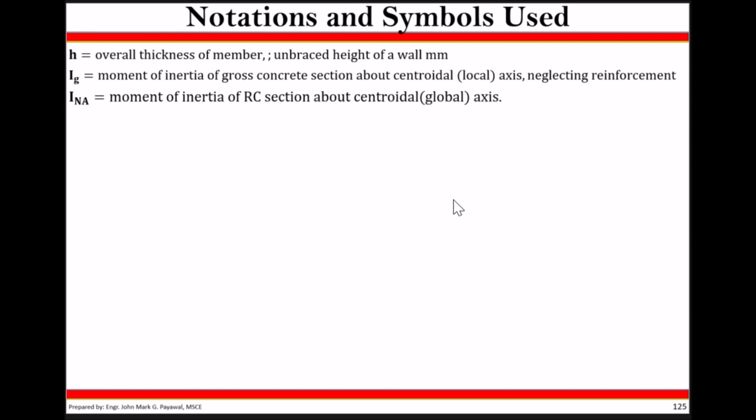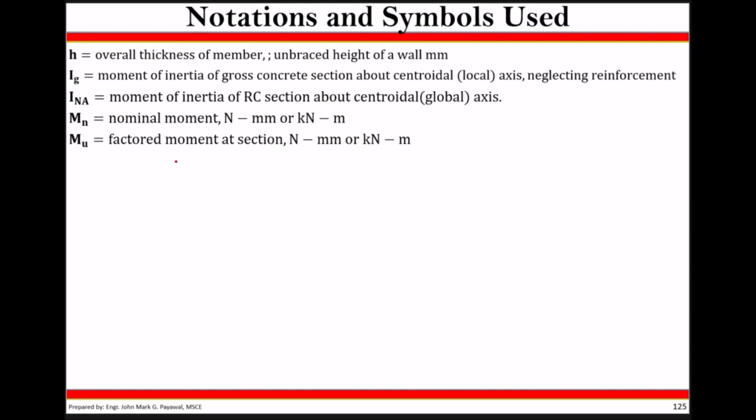Let us continue with the rest of the notations and symbols important for the analysis and design of ultimate strength design. What we have here is your M sub n, which would be the nominal moment measured in Newton millimeter or kilonewton meter. M sub u is the factored moment at section, in Newton millimeter, or the unit could be kilonewton meter. E sub c is the strain in concrete. Since from the code, concrete is assumed to crack at a maximum of 0.003 strain, we will term your strain in concrete to be E sub c.